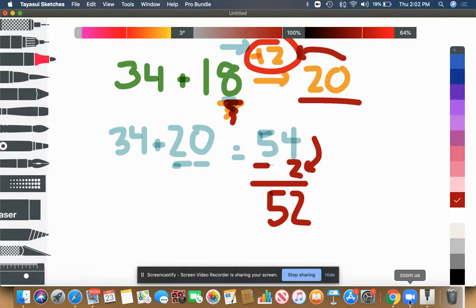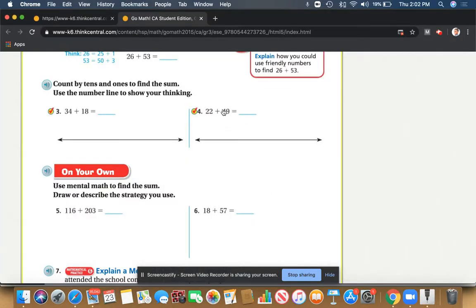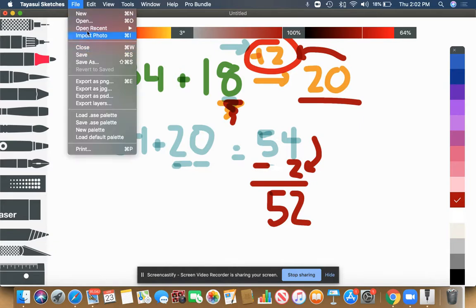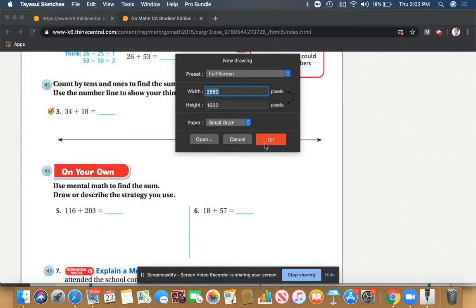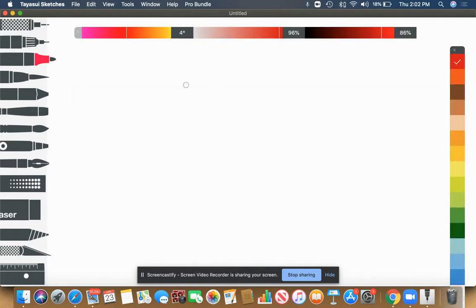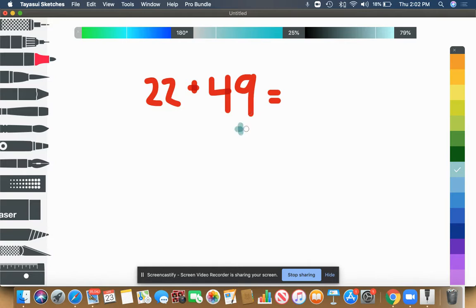Let's look at another one, 22 plus 49. I can already see that 49 is close to 50. So I have 22 plus 49. Instead of trying to add 49 and saying, well, 9 plus 2 is 11, and then carrying the 1 and doing all that in my head, I would add 1 to my 49 because I want to make this a 50. So my new problem would be 22 plus 50, and I can add that in my head. That's going to be 72.